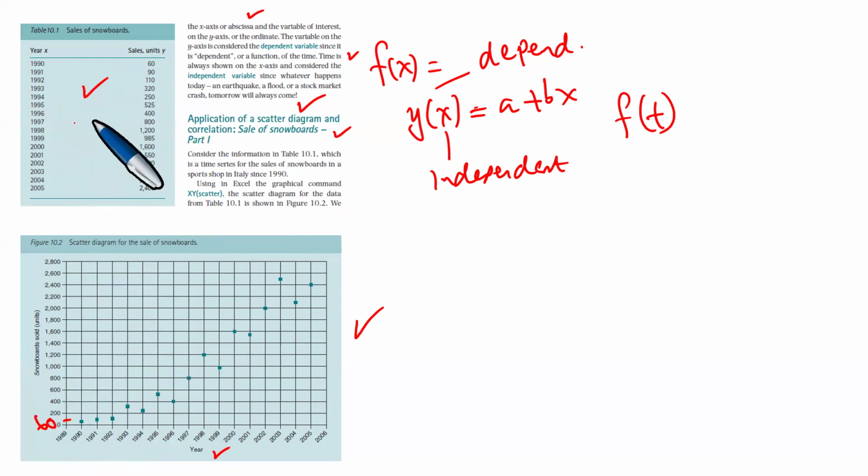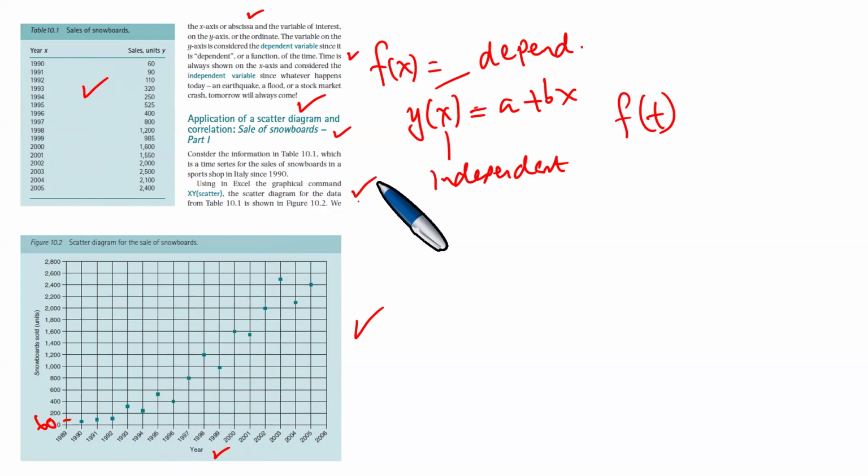In 1993, for instance, you have 320, which is just below 400 and above 200. Then in 1994 you have 250. 250 is just above 200, so this is like 250.